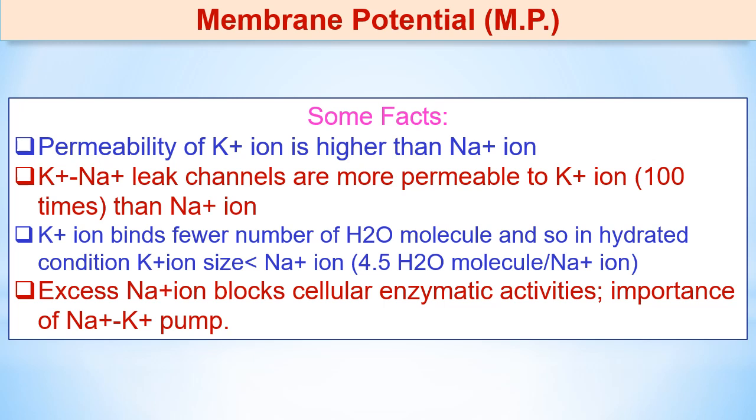Excess of sodium ion blocks cellular enzymatic activities, and that's why when the action potential is generated in a neuron, sodium ions have already entered and they remain there, and if they remain for a long time they can impair the enzymatic activities. That's why the sodium potassium pump plays a very important role in fluxing out the sodium ion which has already entered inside the cell to the outside, because this sodium potassium pump is an ATP dependent protein channel which can pump the sodium ion and potassium ion against their concentration gradient.